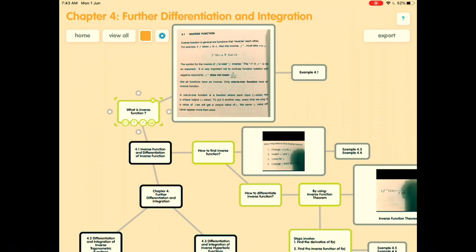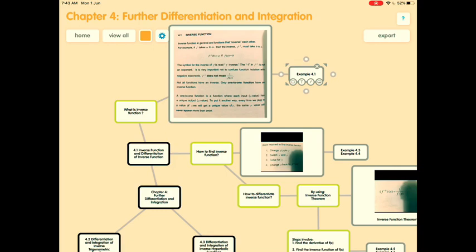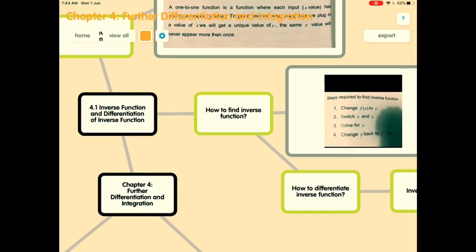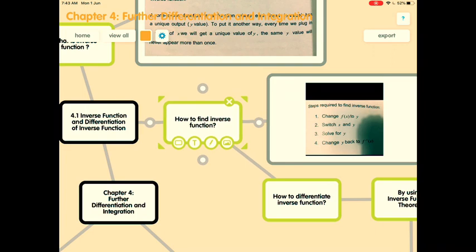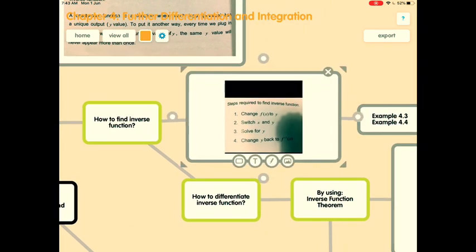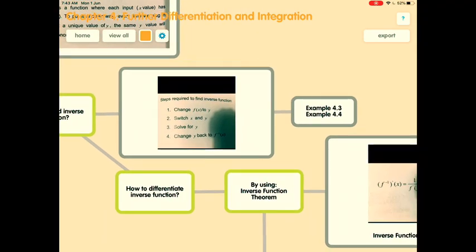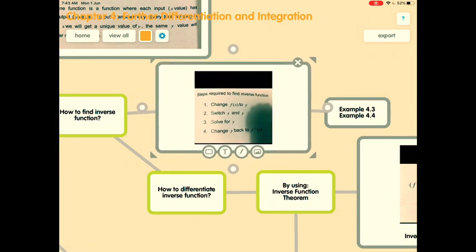We're going to discuss what is inverse function, and we're going to look into one example, which is example 4.1. Once you understand what is inverse function, we're going to look into how to find the inverse function. There are certain steps that you need to do, and we're going to look into example 4.3 and 4.4 to assist you on understanding the required steps here.